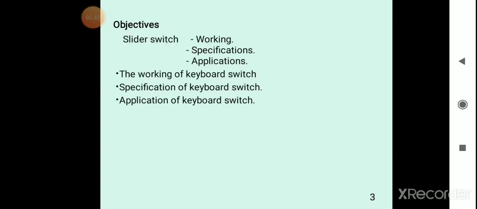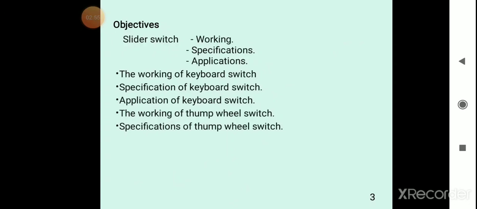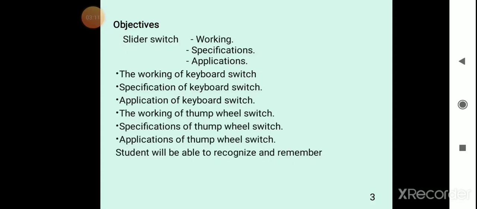Next switch is the slider switch. Again, we try to understand what a slider switch is, its working, its specification, and its applications. At last, we discuss the working of keyboard switches, keyboard switch specification, and application of keyboard switch, and next the thumb wheel switch, its specification and application, and at last the symbols of all these switches. So this is our agenda today. We are going to discuss all these things one by one. Okay, let's get started.